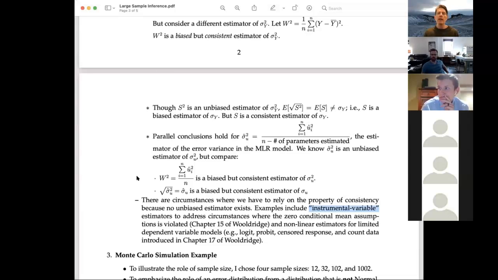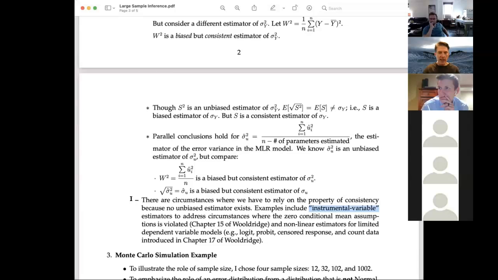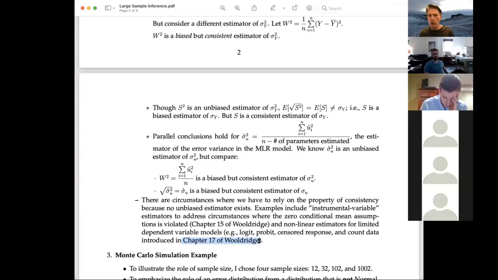There's a nonlinear model. My point in saying this is that there are various examples in chapter 17 of Wooldridge. The unifying theme here is limited dependent variable, and the point of all this is, in all those circumstances, there is no unbiased estimator, there is only a consistent estimator. So this idea of consistency is worth knowing about and understanding, because if you go on and study these specialized models for these specialized circumstances, you're going to run into those things.